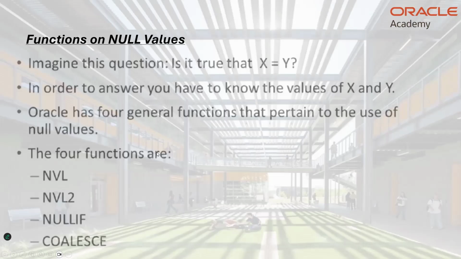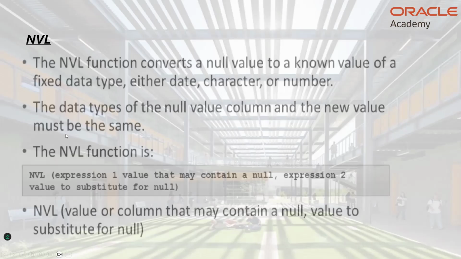With that, and I know that's an awkward lead-in, let's consider the 4 general functions that are really associated with null values. These are functions, so you want to treat them like functions. They are NVL, NVL2, NULLIF, and COALESCE. These can help you get through some of the difficulties when handling null. All right, let's go through these.